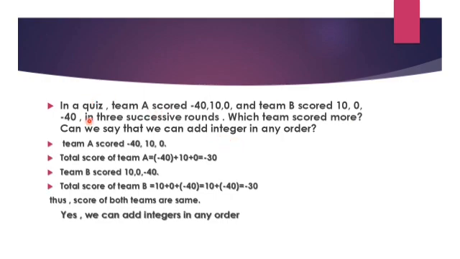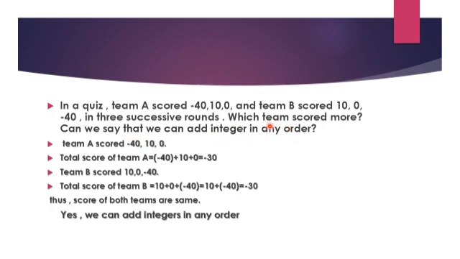It is the third question in your textbook. In a quiz competition, Team A scored -40, 10, 0, and Team B scored 10, 0, -40 in 3 successive rounds. Which team scored more? Can we say that we can add integers in any order?